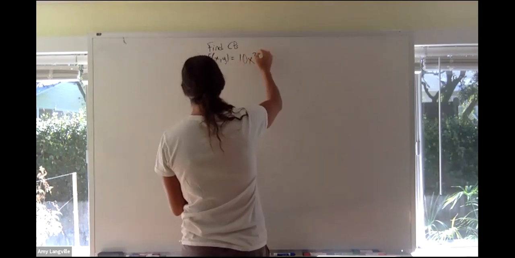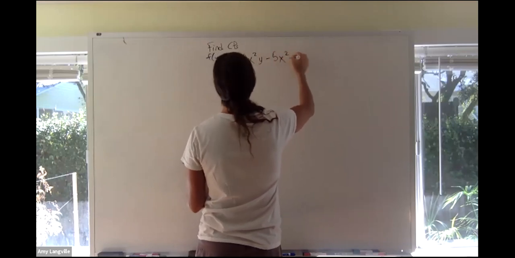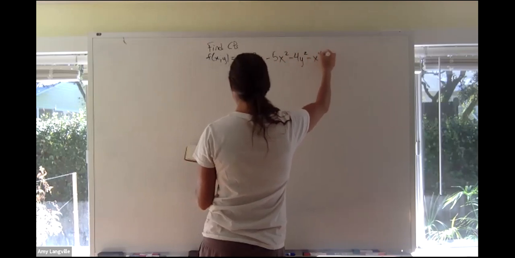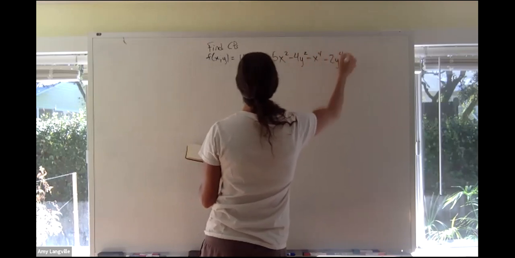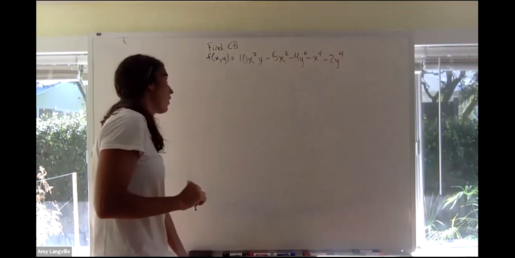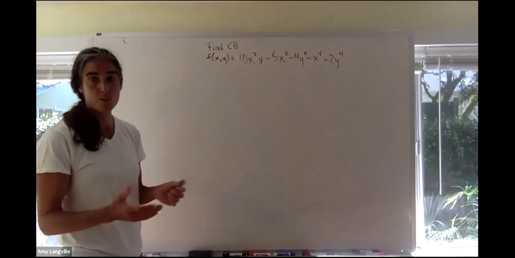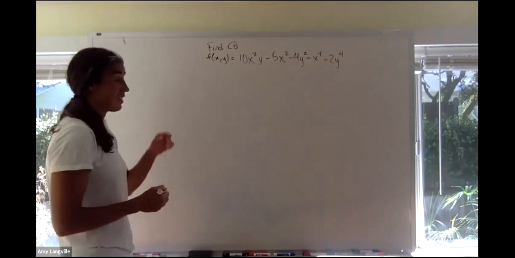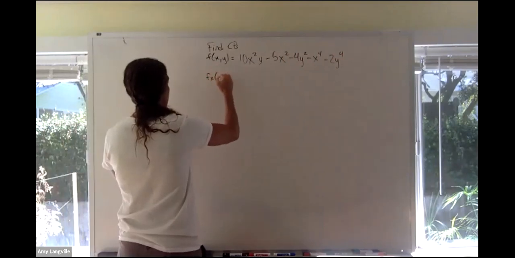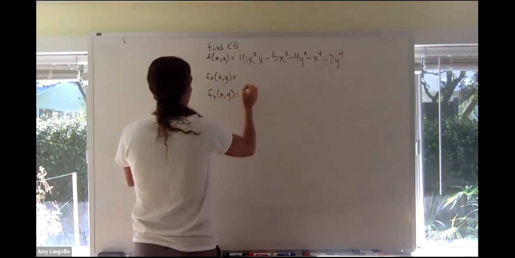10x squared y minus 5x squared minus 4y squared minus x to the fourth minus 2y to the fourth. Okay, that one we want to find the critical points. Once again, nice polynomials, no problem taking partials. These are really basic. That's not the issue, right? For you guys, it's solving the system that results after I get these partials. So f sub x and f sub y.